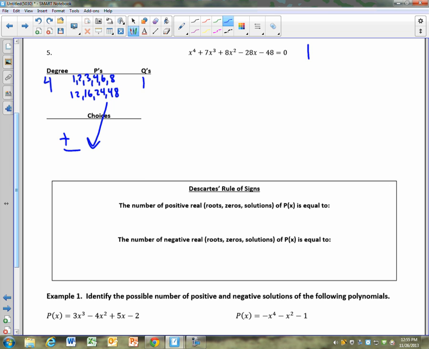-1 to the 4th is 1. -1 to the 3rd is -1 times 7 is -7. -1 squared is 1 times 8 is 8 plus 28 minus 48. How about that? Does that give me 0? Nope, that doesn't give me 0 either. So, we will go to the number that Scott first recommended, which was the number 2, and 2 does work. Let's plug it in. 2 to the 4th. 16.